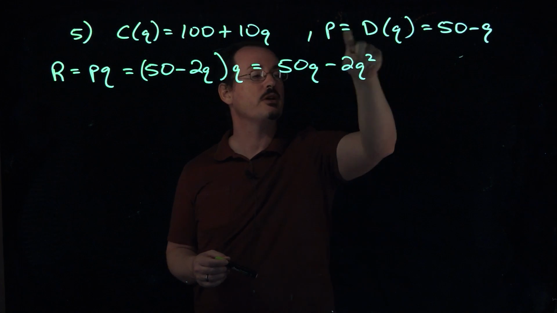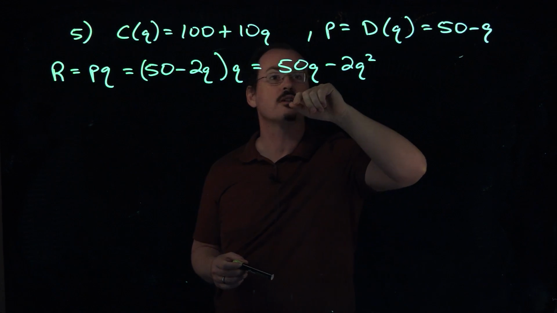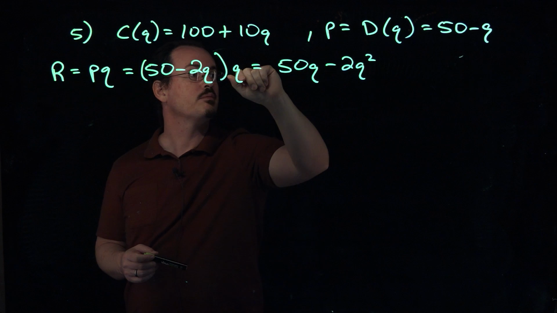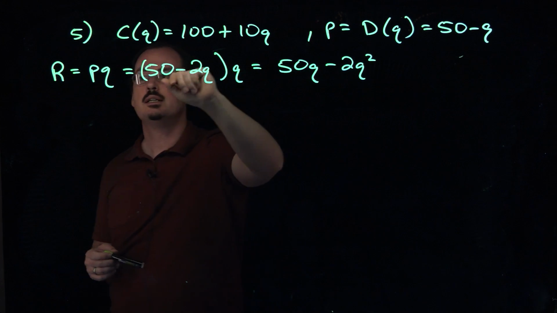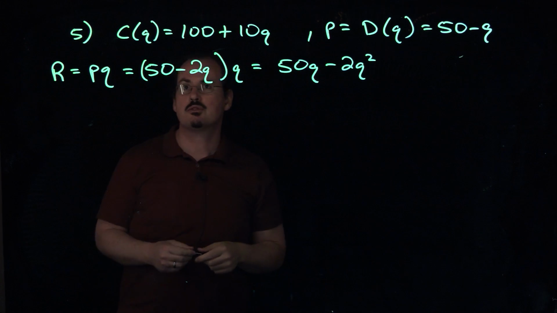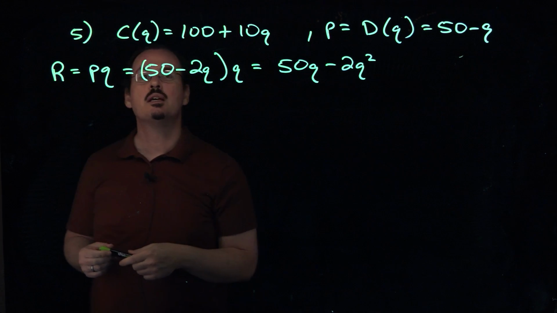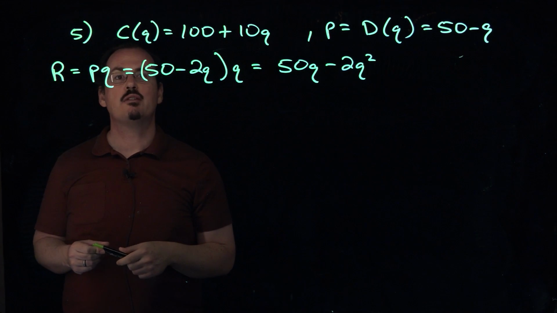This is a demand equation here. So the price is a demand function. Little p there stands for price, and Q is quantity. What we need to do here is maximize the profit. We have to remember a couple of things. In order to get profit, we need to know what the revenue is.